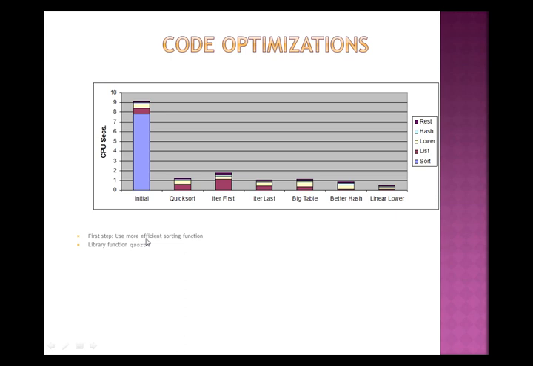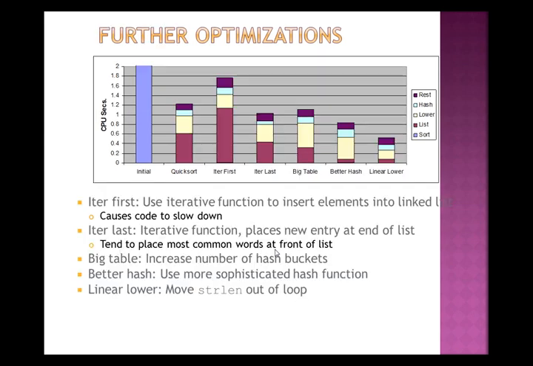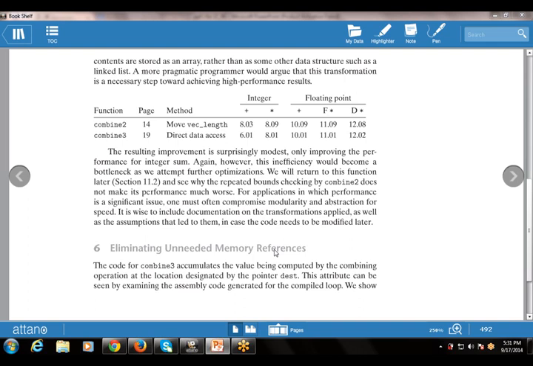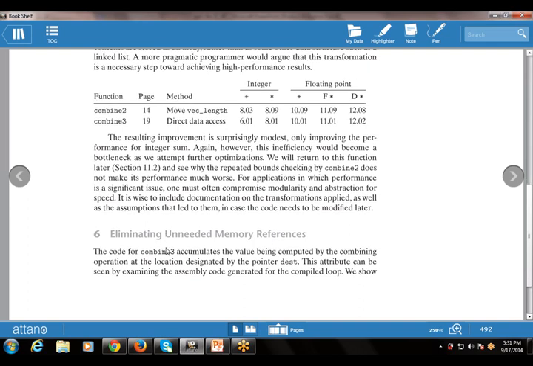The first step is to use a more efficient sorting function, one that is more efficient for code optimization. Then the library function qsort. This is your further optimization, but before that, let's take any book and see what is covered in the book.